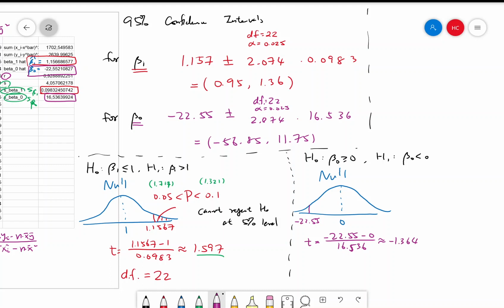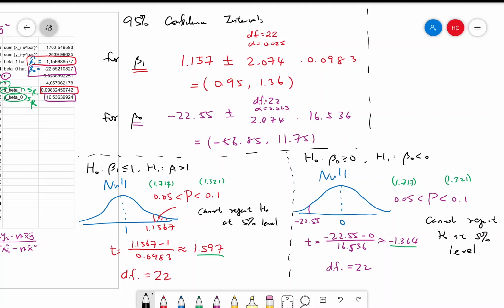So the degree of freedom is still 22. If we look at the table, 1.364 is still between 1.321 and 1.717. This number is between the two numbers. So the p-value is still between 0.1 and 0.05. Same thing, we still cannot reject H naught at the 5% level. All right. So aside from the complicated formula, everything else is consistent with the previous chapters.